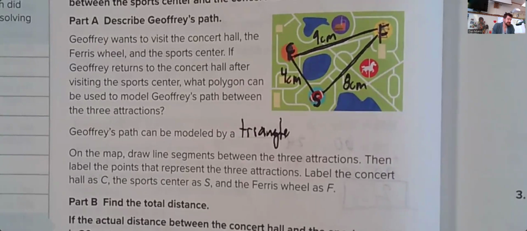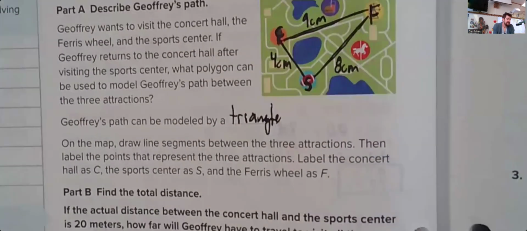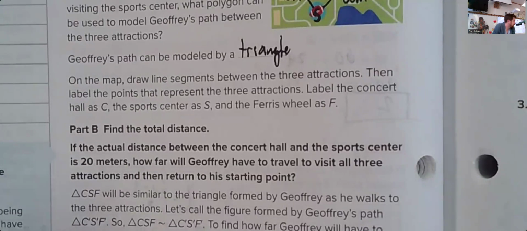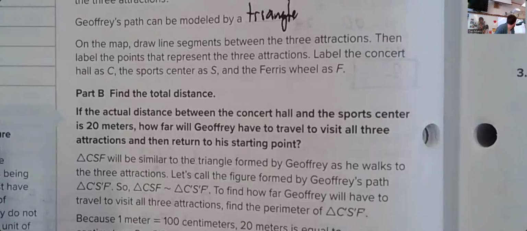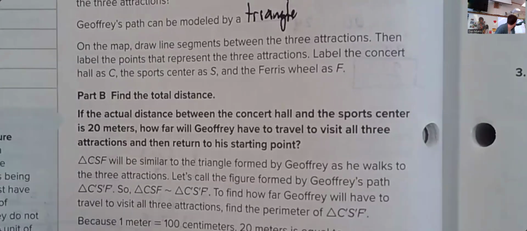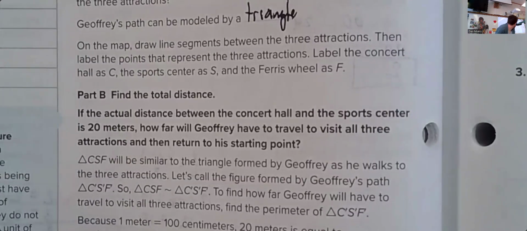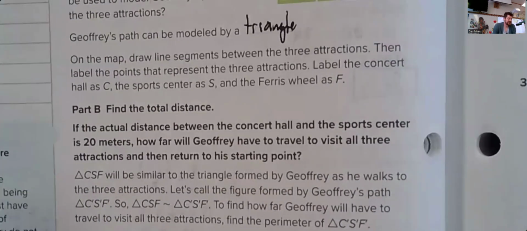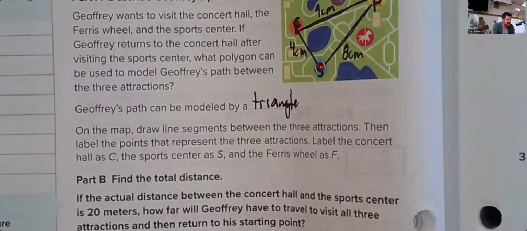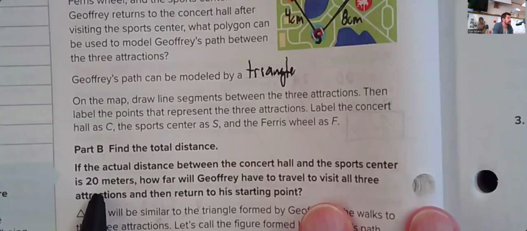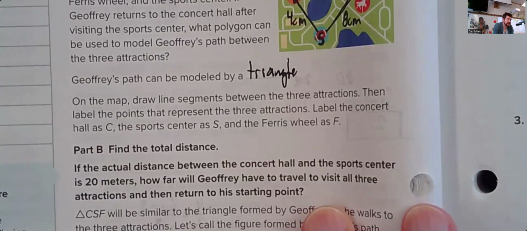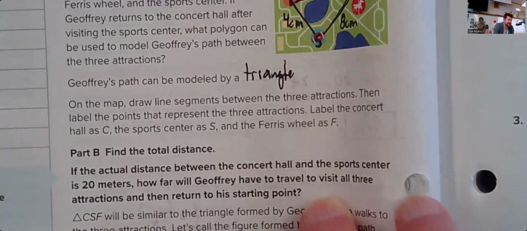So keep going with this. If the actual distance between the concert hall and the sports center is 20 meters, how far will Jeffrey have to travel to visit all 3 attractions, then return to his starting point? So here's what we need to do. I'll just tell you real quick. We know an actual length in real life, and we have the corresponding length on the map as well. So how far is it on the map between the concert hall and the sports center?